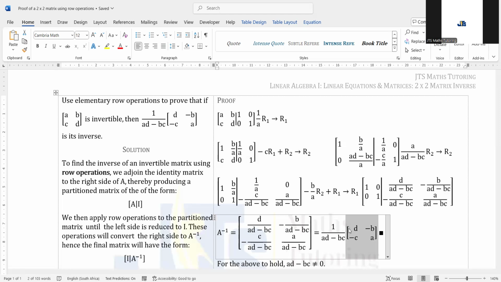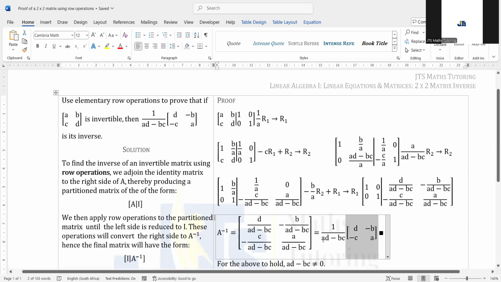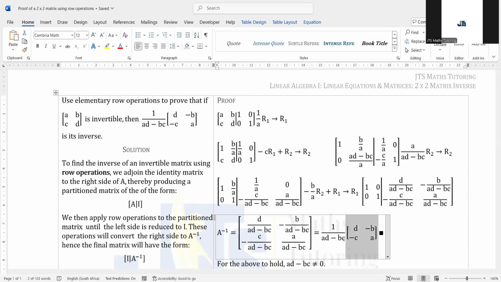Beautiful. This is exactly what I wanted. So I've actually proved that as long as AD minus BC is not equal to 0, boom, there is your inverse of a 2 by 2 matrix using elementary operations.